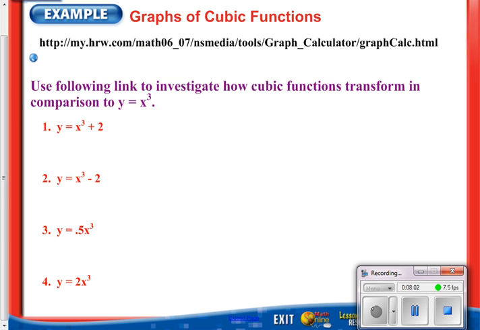It gives us the 4 different graphs. We're going to compare to y equals x cubed. That is that first graph that you graphed. We're going to figure out what happens to each one of these graphs here. What happens when you add 2, subtract 2, when you multiply or the coefficient is 0.5, or when the coefficient is 2. We're going to see how that manipulates the graph. The first 2 questions you should be able to go ahead and answer right now. We've discussed that from example 3 and the previous unit.